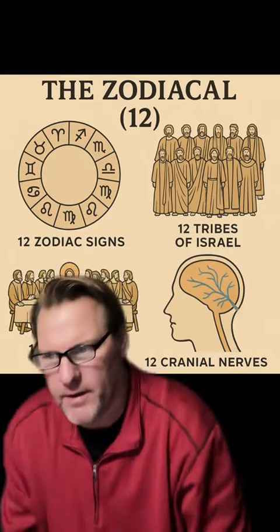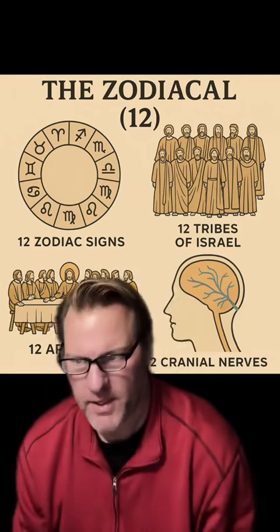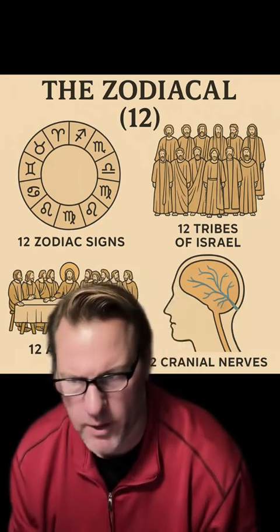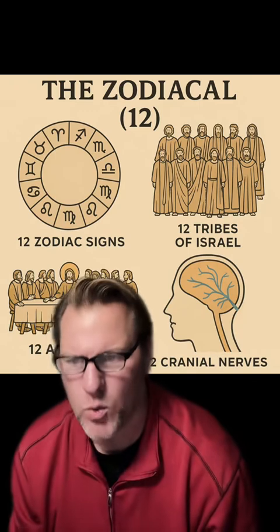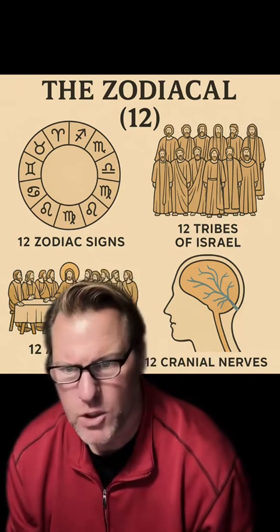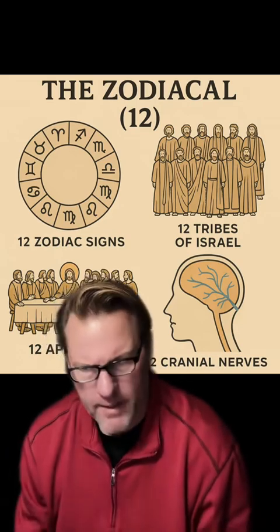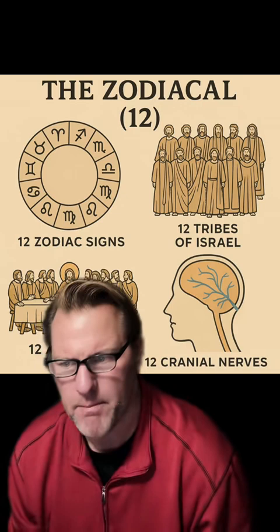Lens 5, the zodiacal 12. 12 is the architecture of the cosmos. It is the outer will. 12 zodiac signs, 12 tribes, 12 apostles, 12 cranial nerves. 12 is the way archetypes structure existence. Why? Because 12 is the map of embodiment.